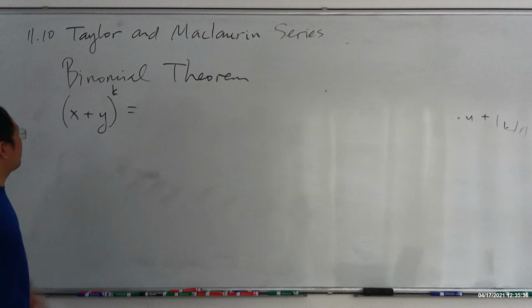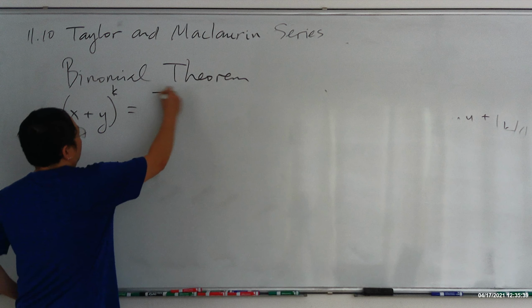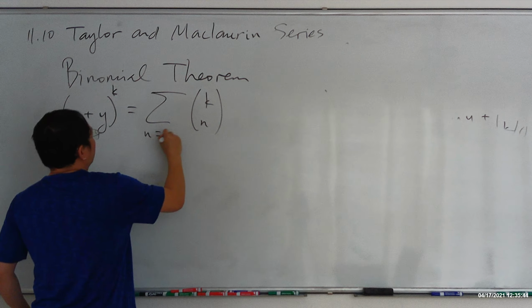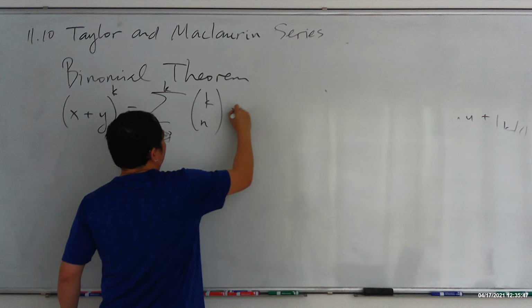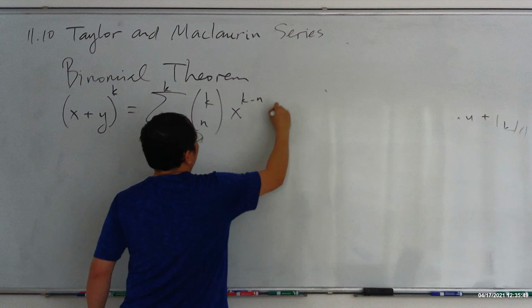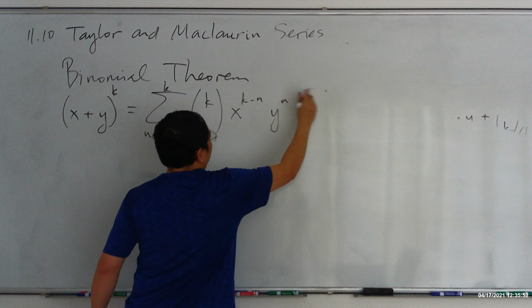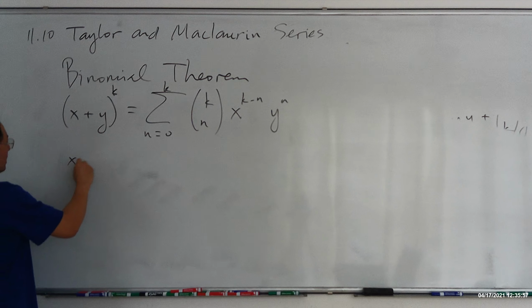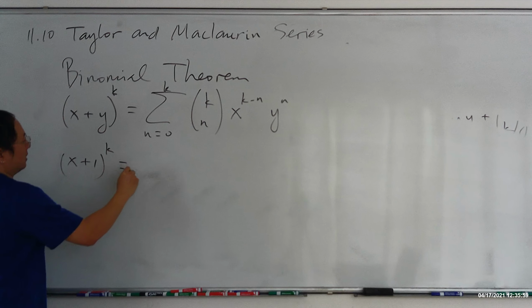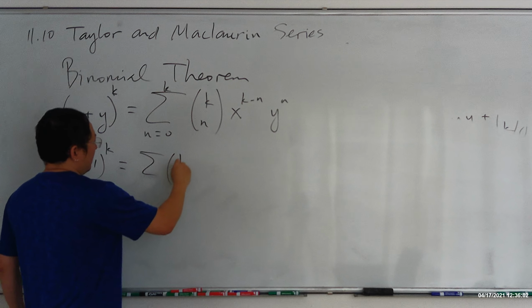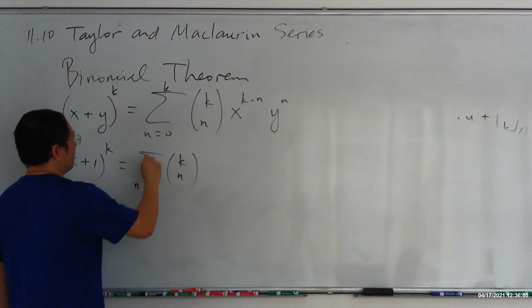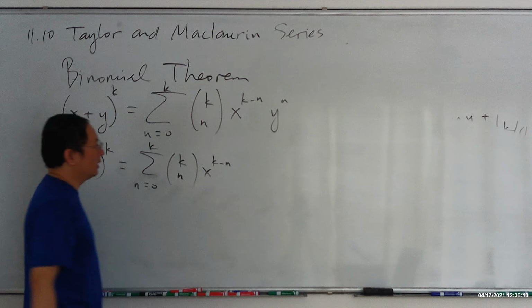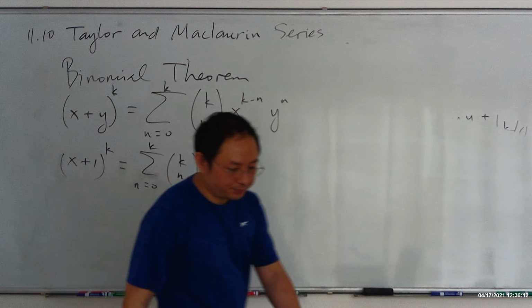In the Calc 2 version, we replace y by 1. Let me just rewrite it in here: the sum of k choose n, with n running from 0 to k, of x to the k minus n times y to the n. On Calc 2, we replace y by 1. We get x plus 1 raised to the k equals the sum of k choose n, n from 0 to k, of x to the k minus n, since y is 1.